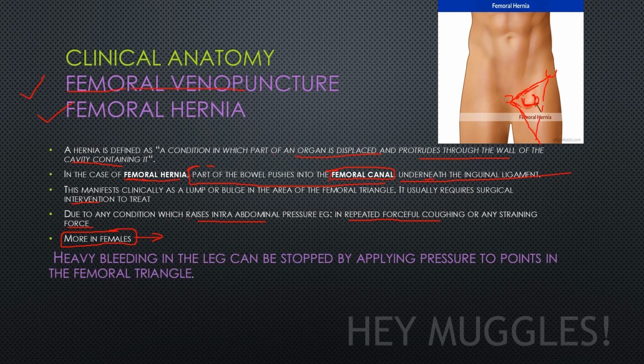I think I forgot to tell you about the femoral ring. Femoral ring is the outermost circle of the femoral canal, right? So let's say this is your femoral sheath. This is your funnel shaped femoral sheath. This outermost circle is your femoral ring. So it is wider in females because they have a wider pelvis. So femoral hernia occurs more in females.